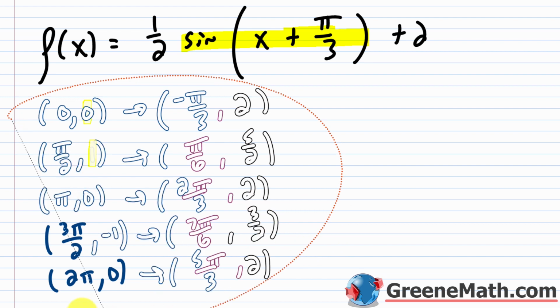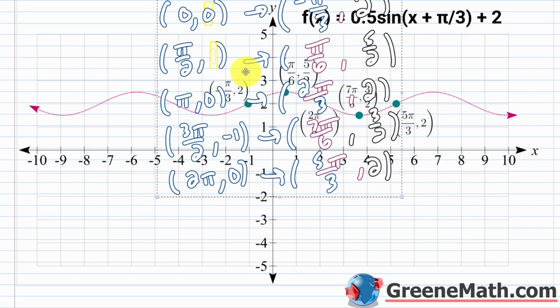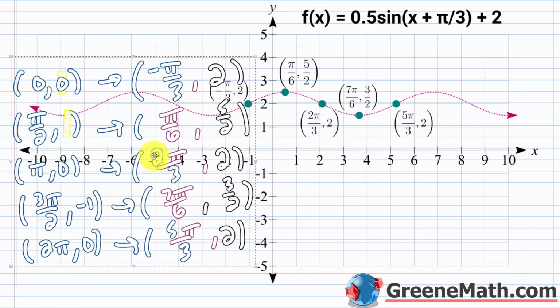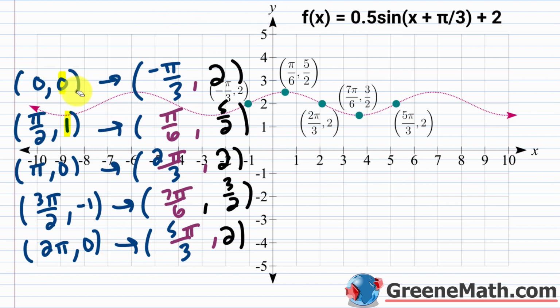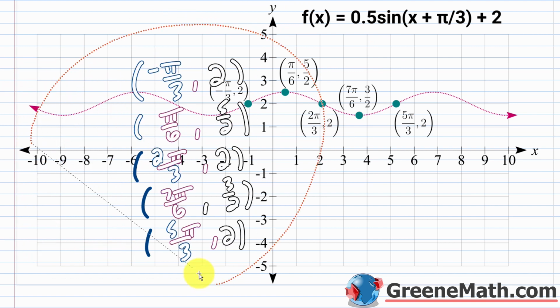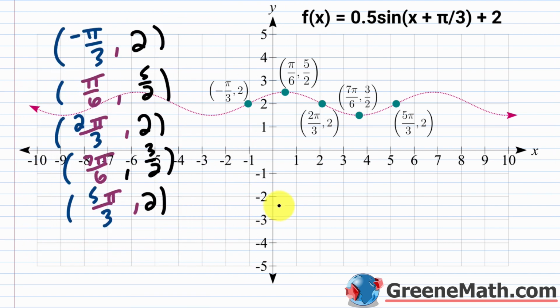Let me go ahead and grab this real quick. And let me come down here and paste this in. And really, I don't need these. I just need these. So let me move this over so you can see everything. Again, I gave you a link for Desmos if you want to click on that. But essentially, when we graph this sine function as a guide, you have this -pi/3, 2. You have this pi/6, 5/2. You have 2pi/3, 2. You have 7pi/6, 3/2. And then you have 5pi/3, 2.